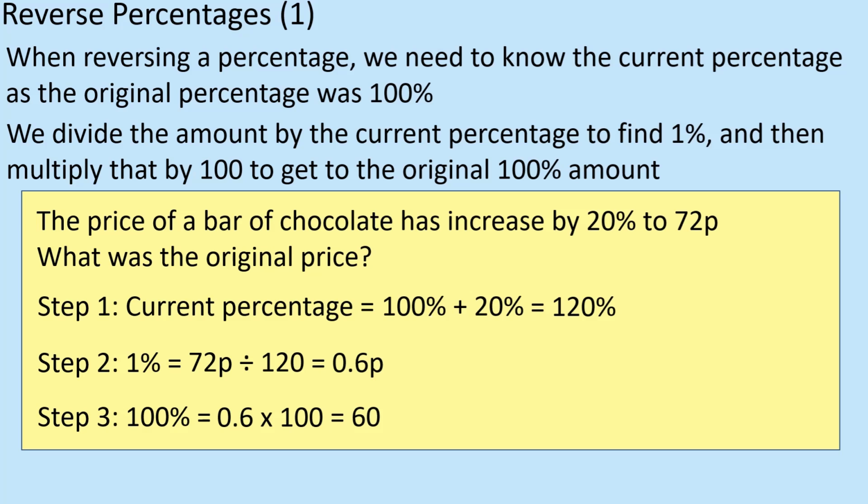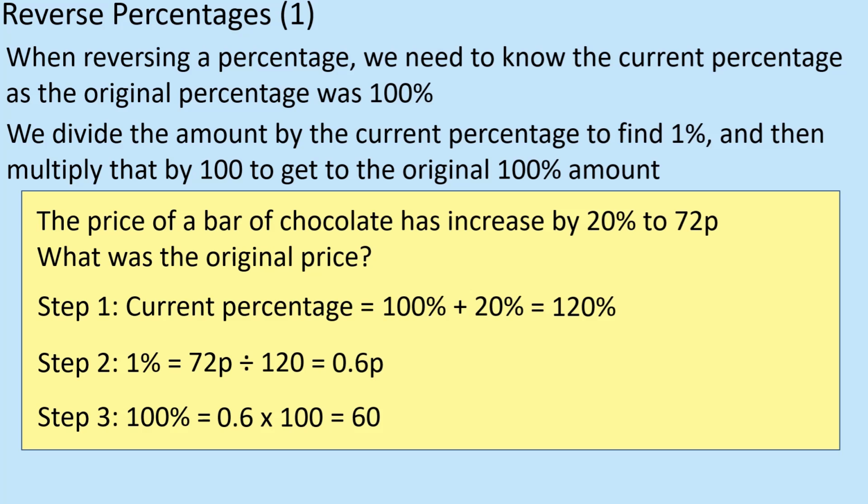What you do not do is work out 20% of 72 and take it off, because that will not work ever. I know it sounds a bit stroppy, but it does not work. You've got to consider the fact that this 72p is 120%, so you divide it by 120, and then you times it by 100. You go backwards. How can you work out 20% of 72 and take it off, when you didn't work out 20% of 72 to start with? You worked out 20% of 60 and added it on. So this is the only way of doing it.